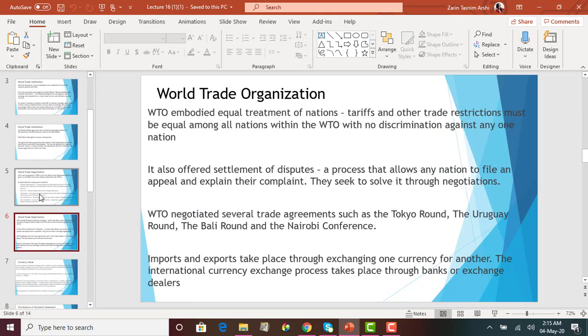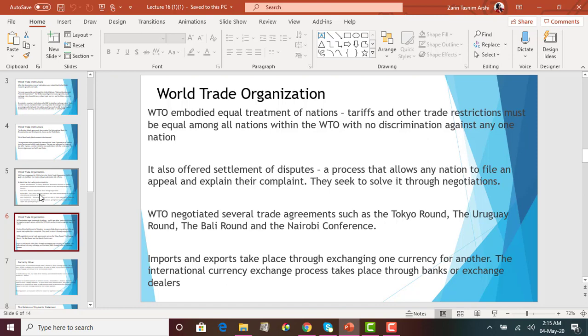This organization basically said equal treatment of nations: tariffs and other trade restrictions must be equal. So if I have a 5% tariff rate on Mexico, I should have a 5% tariff rate on Canada and the rest of the world. That's what it's basically saying: no discrimination. This also offers settlement of disputes. Basically, if there was a trade war between two countries, they could come to a settlement. It allows the nations to file an appeal and explain their complaint, and then both parties can negotiate and solve the problem.